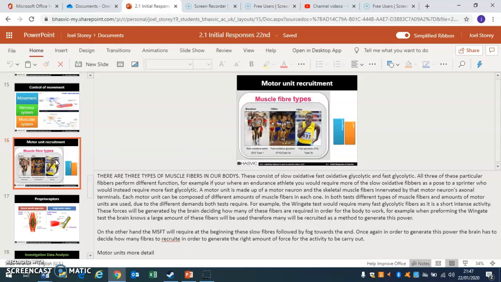On the other hand, the multi-stage fitness test would require contrasting muscle fibers. For example, at the beginning, slow muscle fibers would be recruited by the brain, followed by fast oxidative glycolytic as the intensity increases. Once again, in order to generate this power, the brain has to decide how many fibers to recruit in order to generate the right amount of force for the activity to be carried out.